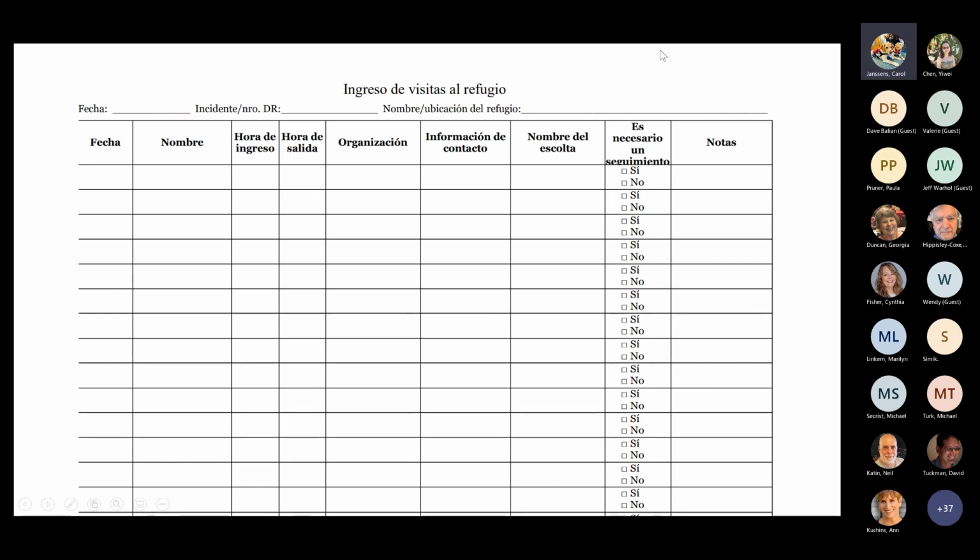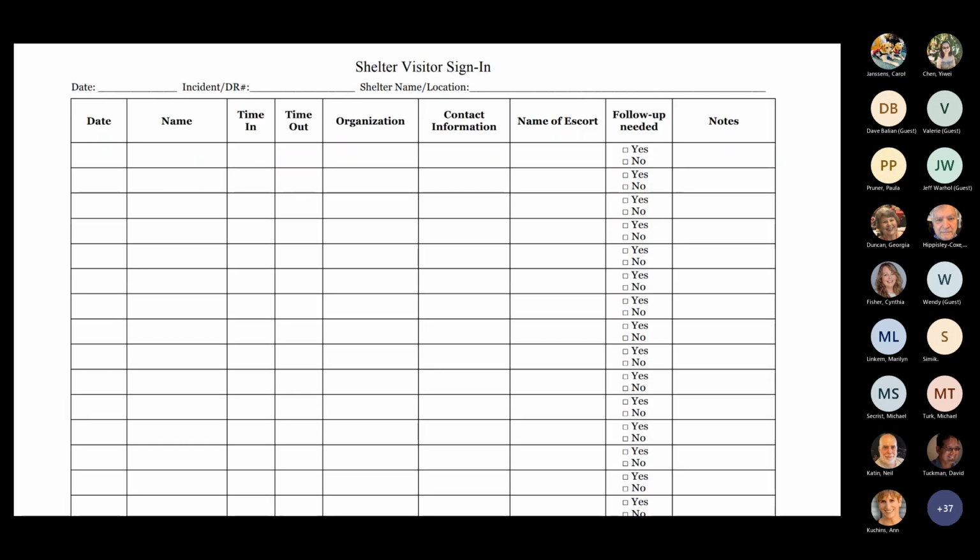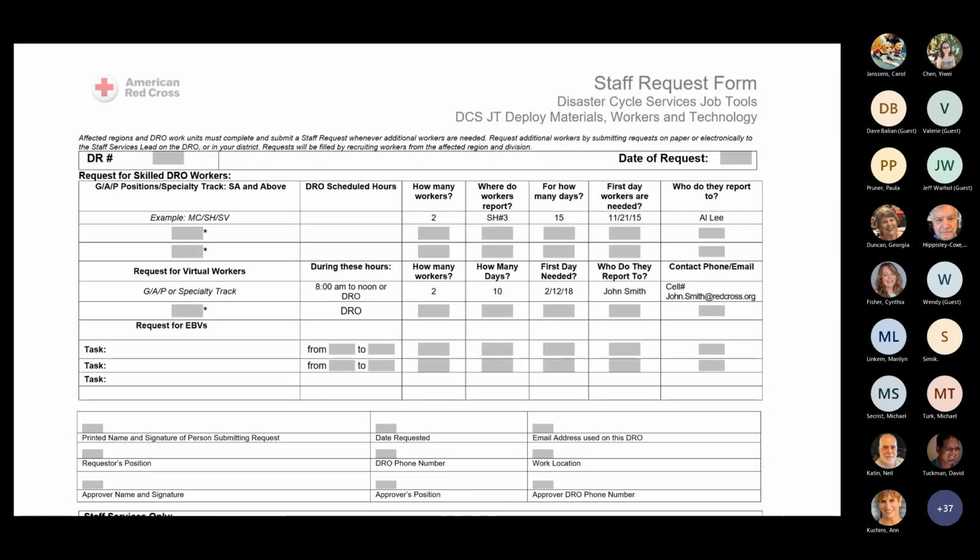And this is the same sheet in Spanish. I thought I had the staff sign-in sheet, but it's similar to that, just for the staff. If I don't have it further on, I thought I had put that in.